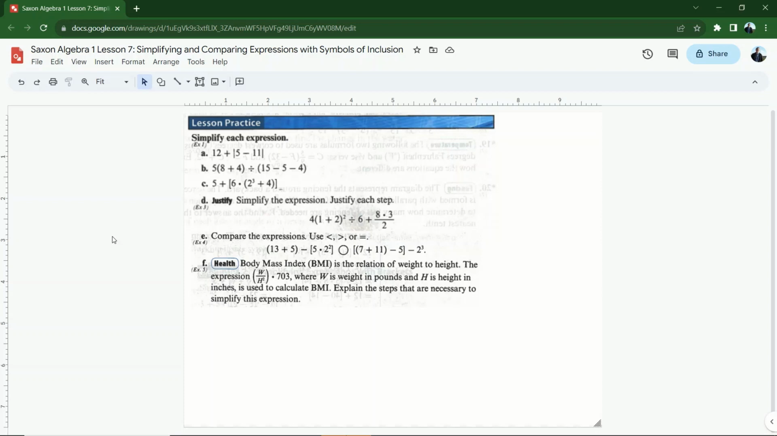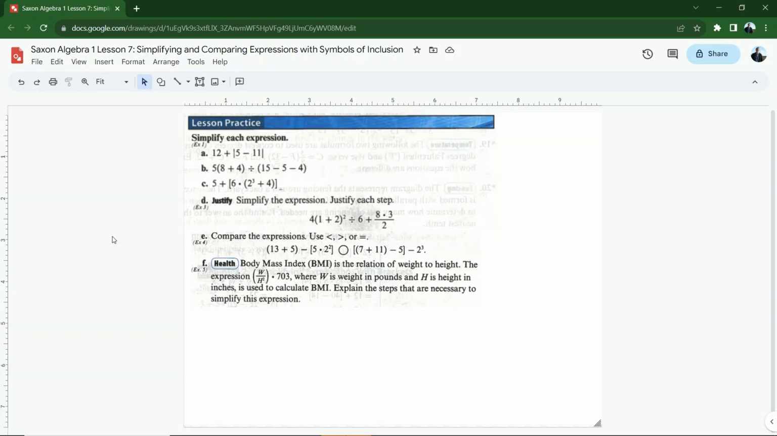The other thing I'm going to add is that symbols of inclusion can contain a lot of different types of symbols. So symbols of inclusion could be parentheses, that's what we're used to seeing, or square brackets, or braces, like those squiggly braces we use for set notation. Some other symbols of inclusion that are very common are long fraction bars. You have to work what's on top of and below long fraction bars first. And then also absolute value signs are symbols of inclusion.